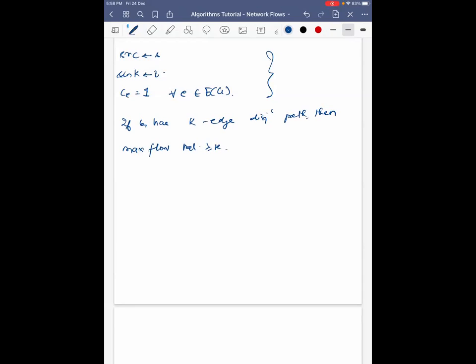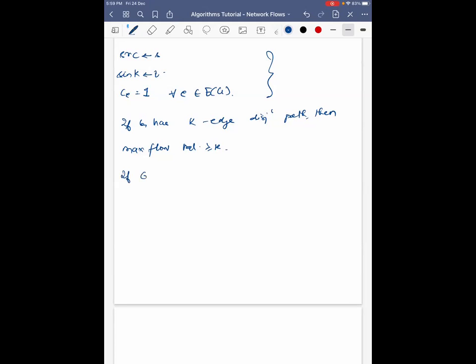Now, suppose we can show that even the converse of the statement is true. That is, given a directed graph, if the value of flow in that graph is at least k, then it contains k edge disjoint paths. If I could somehow show this, then this problem essentially reduces to a max flow computation in G. Then we would have modeled this problem as a network flow problem. So let us try to prove the converse.